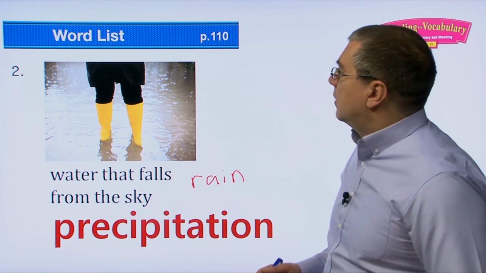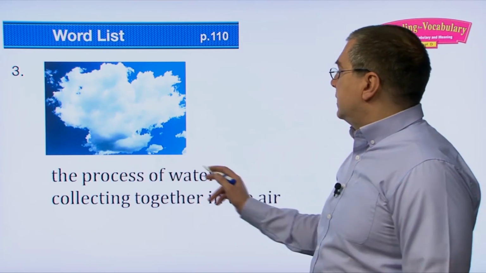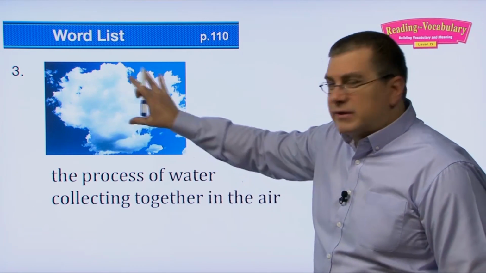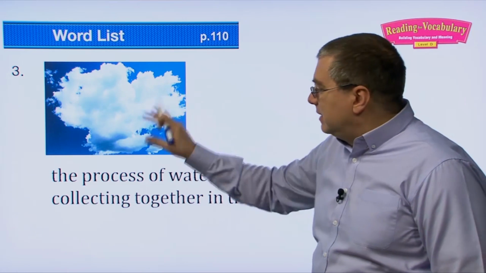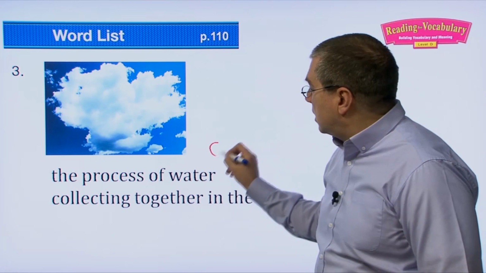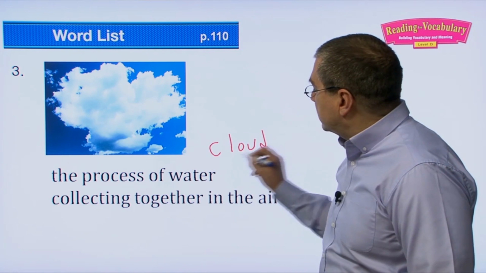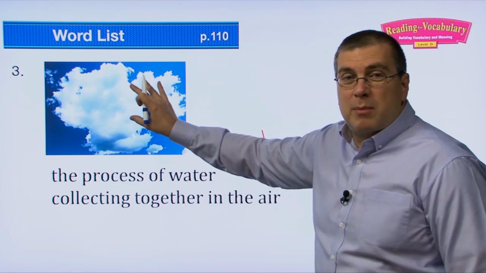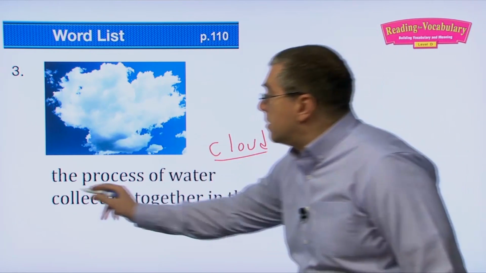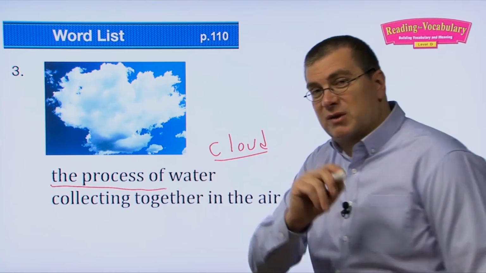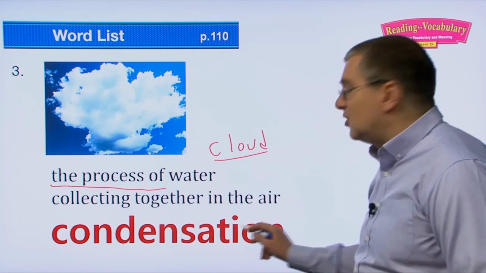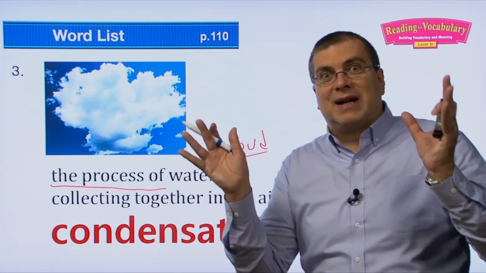Okay, let's move on to number 3. The process of water collecting together in the air. Now you're probably thinking, what is this? It's a cloud. But we're not talking about a cloud. We're not talking about the grouping of moisture in the air. We're talking about the process of, and there's a special word for that. We call that condensation. Oh, big words in this lesson, right?